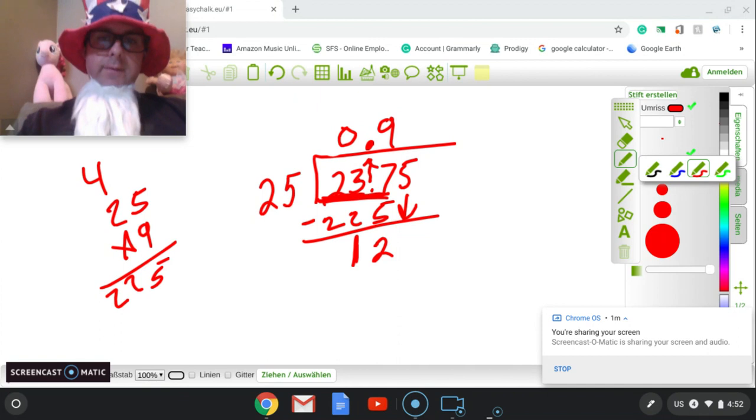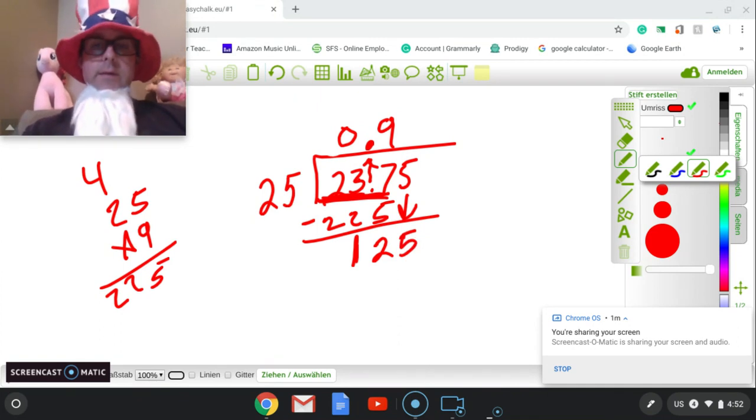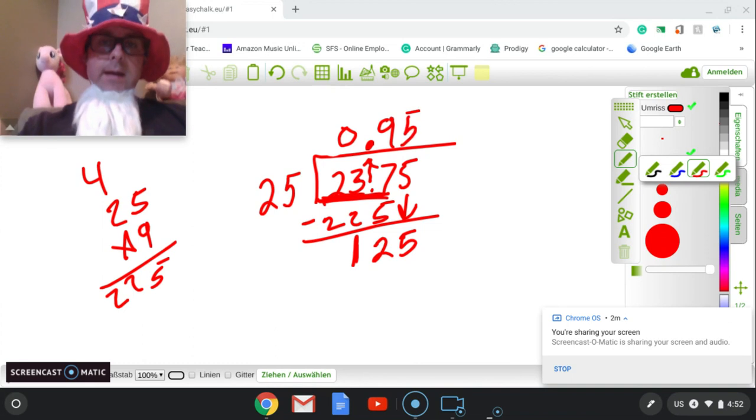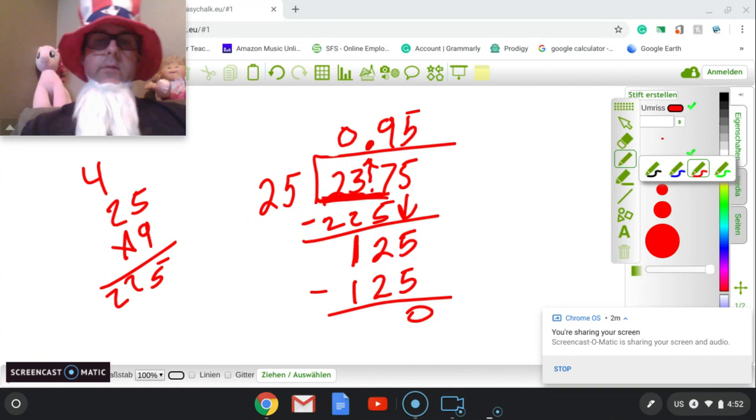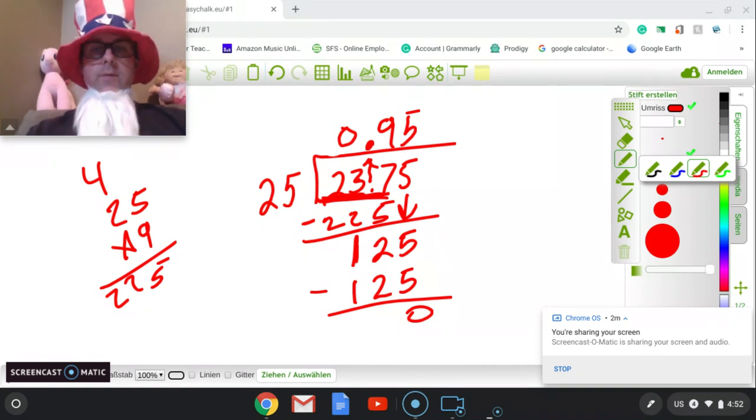Then we're going to bring down our 5. How many 25s are in 125? Again, if you count by quarters, the answer is 5. So we're left with 0 as our remainder. So our answer on here is 0.95, and that's what it is.